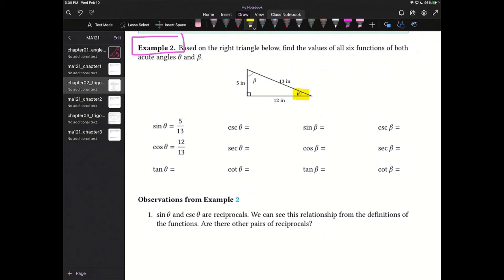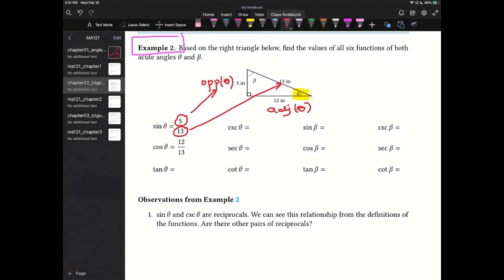Since that is the angle, the opposite of theta is this side, and of course the adjacent of theta is this side. So sine, which is defined as opposite over hypotenuse, is 5 over 13. And then you also have cosine of angle theta, which is adjacent over hypotenuse: 12 over 13. All right, so that is the sine and cosine.